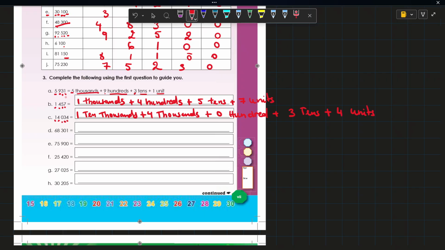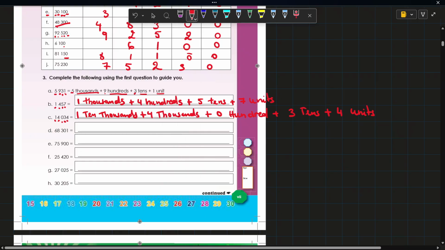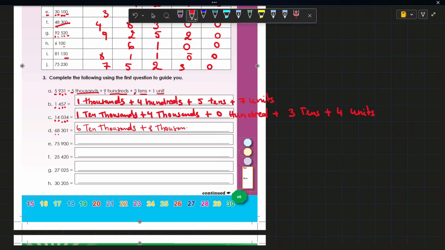Right? So the next one, let me decrease the thickness of my pen. Let me just take the one that is a bit lower. Okay, right. So what have we got here? This is 6. So it's going to be 6 what? 10,000, plus this is 8,000, plus this is 300, plus this is 0 tens, plus we've got 1 unit.